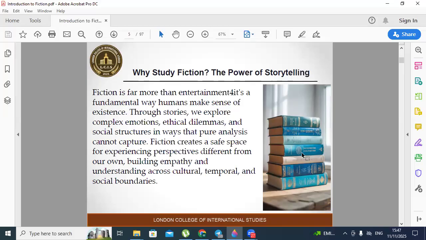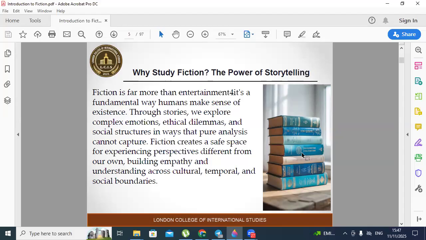Why study fiction? The power of storytelling. Why does fiction matter? This isn't merely an academic question. It's fundamental to understanding human culture. Fiction is far more than entertainment. It's a fundamental way humans make sense of existence.